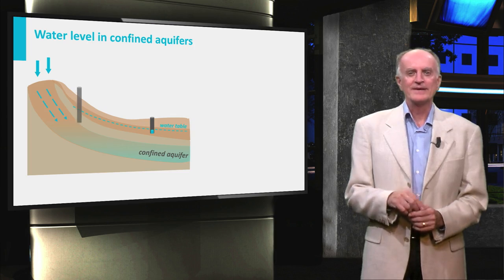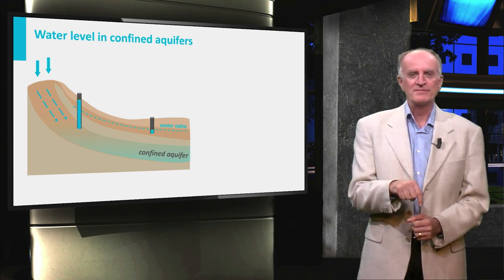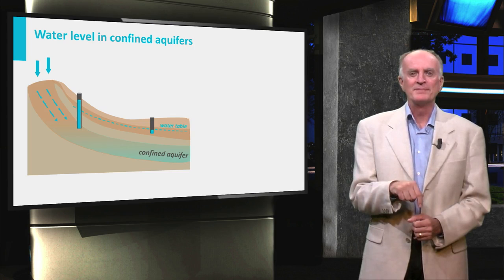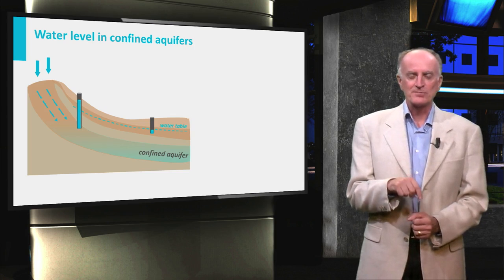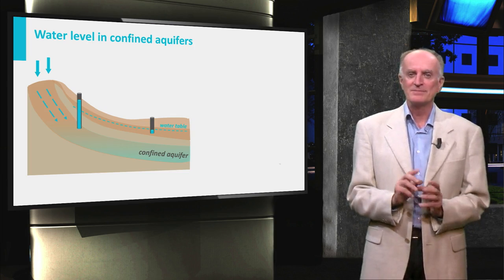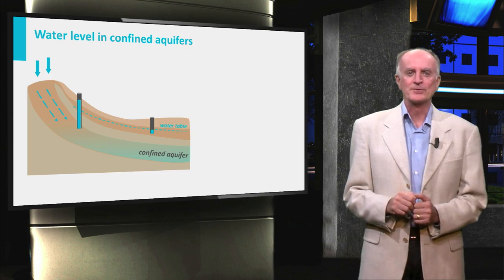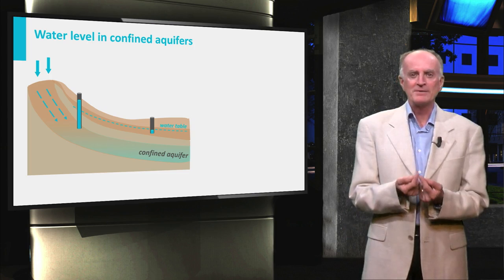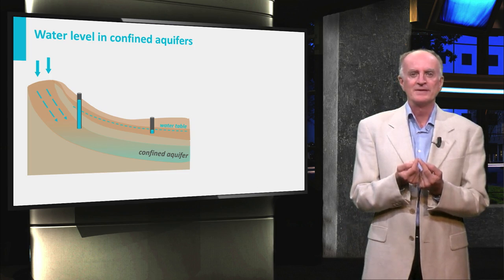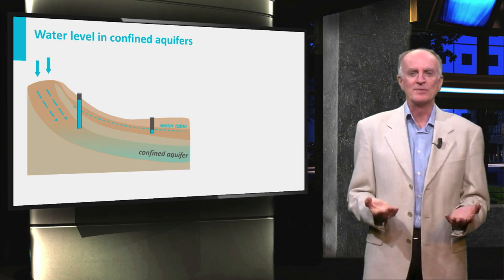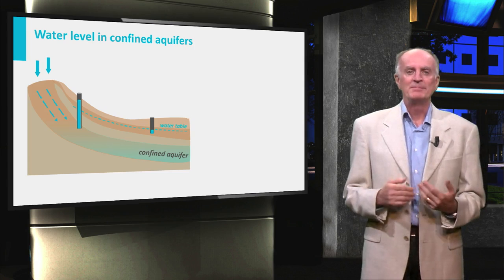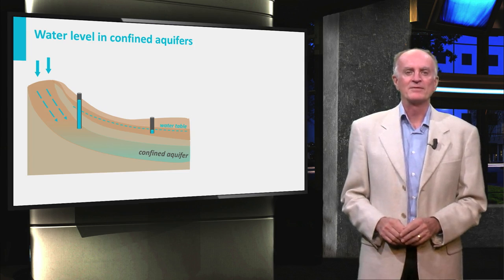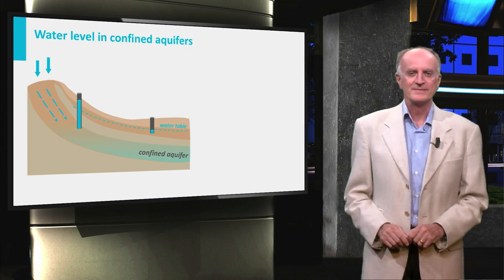A well targeting the deeper confined aquifer will traverse the low permeability aquitard and eventually reach the aquifer. At this moment, something unexpected occurs, namely that the water in the well will rise far above the top of the aquifer itself. These are called artesian wells. Clearly, a behavior very different from that of the unconfined aquifers.